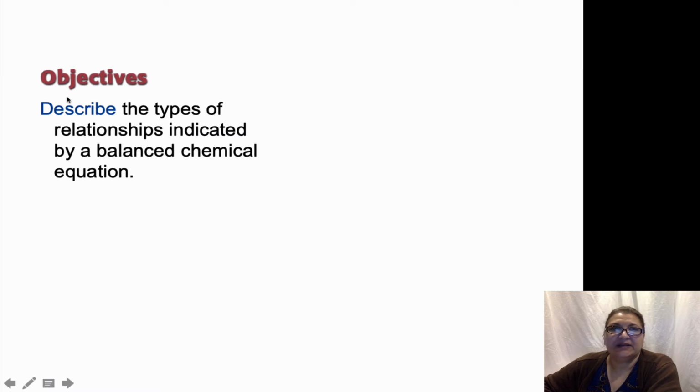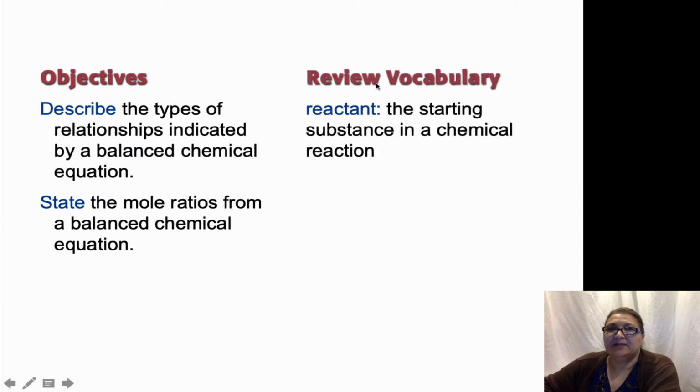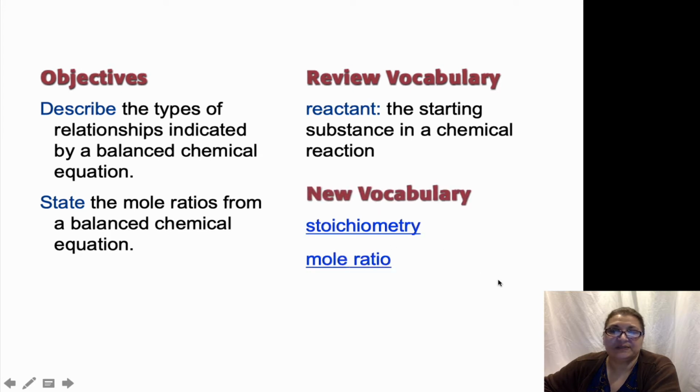Hi everyone. Today we're going to describe the type of relationship indicated in a balanced chemical equation. We're going to state the mole ratios in a balanced equation, and a good vocab to review is reactant, which is a starting substance in a chemical reaction, and these are the new terms.